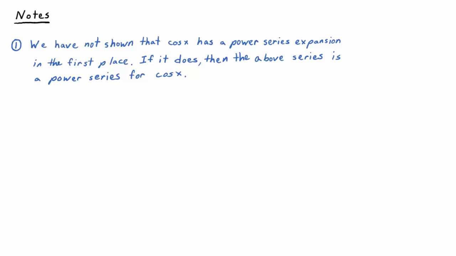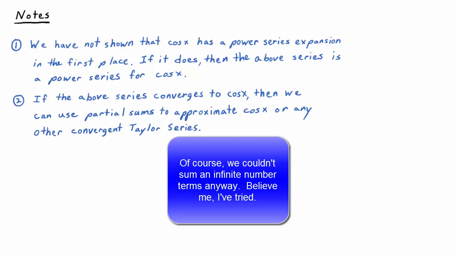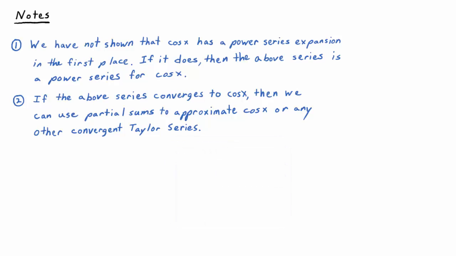Spoiler alert. So number 2, if the above series converges to cosine of x, then we can use partial sums to approximate cosine of x. So the idea is we can use partial sums. We don't have to go all the way to infinity. It might be enough to go to n equals 10 or whatever, to approximate the cosine of x or any convergent Taylor series.